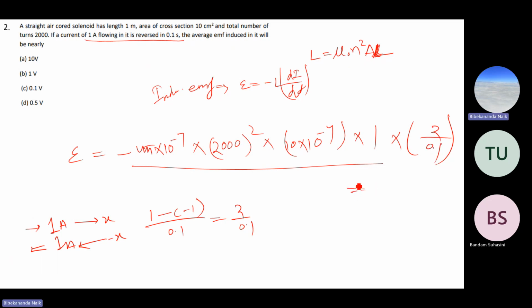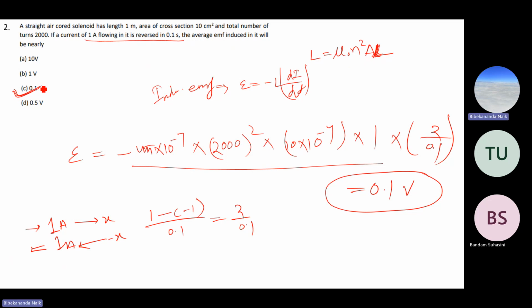So if you solve it, it will give you approximately 0.1 volt. The value will be 0.1 volt. So the correct option is option C, which is 0.1 volt.